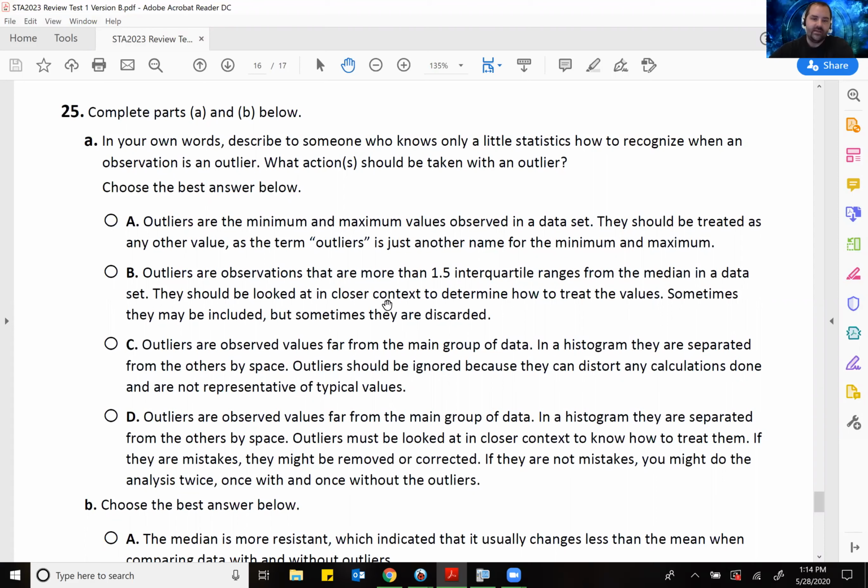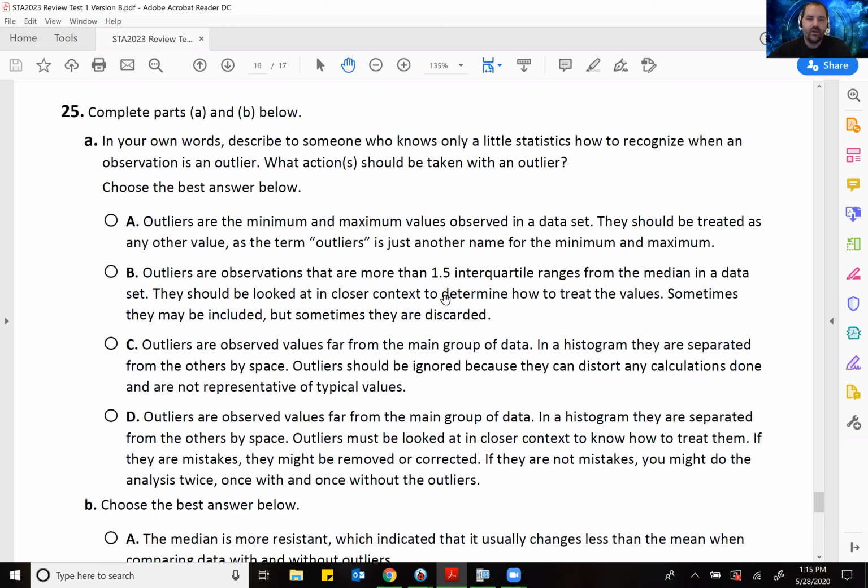Because if you look at B, yes, this is true, all of it. You should look at them in a closer context. But it says sometimes they may be included, sometimes they may be discarded. Well, that's good, but there's really more to it. And D is really the best answer, although B is pretty close. I like B a lot because it actually tells us how we can find outliers, but this is the big part.